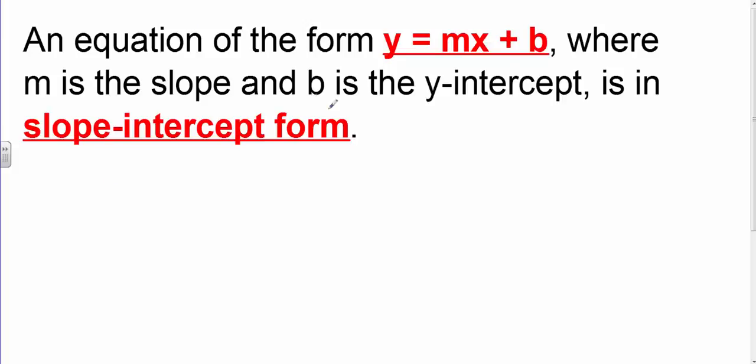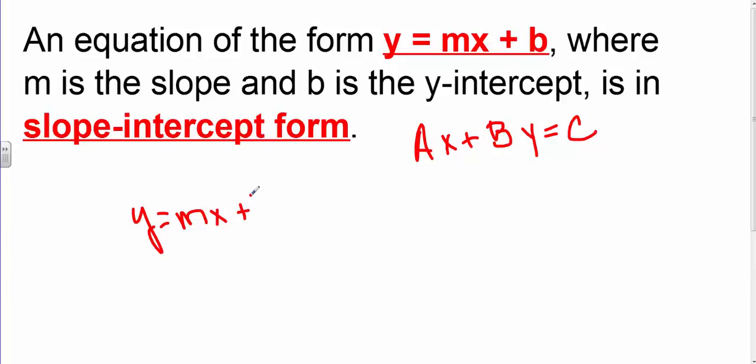Do you remember what it was for the standard form? Remember, standard form was ax plus by equals c. Now we're doing y equals mx plus b. B is the y-intercept and the m is the slope. Okay? So that's the thing you've got to remember. Mx plus b. M is slope, b is the y-intercept.